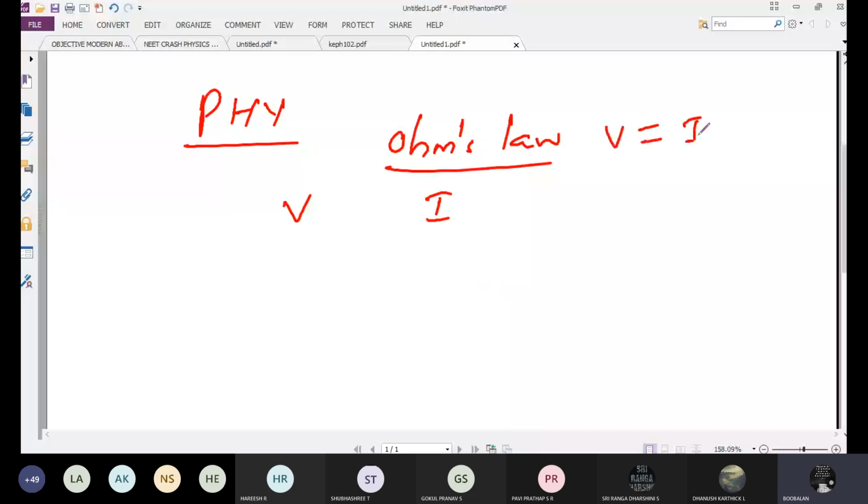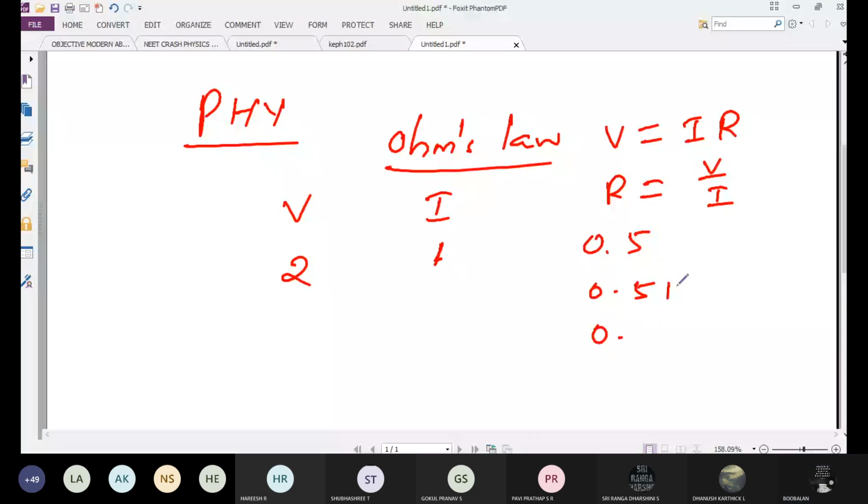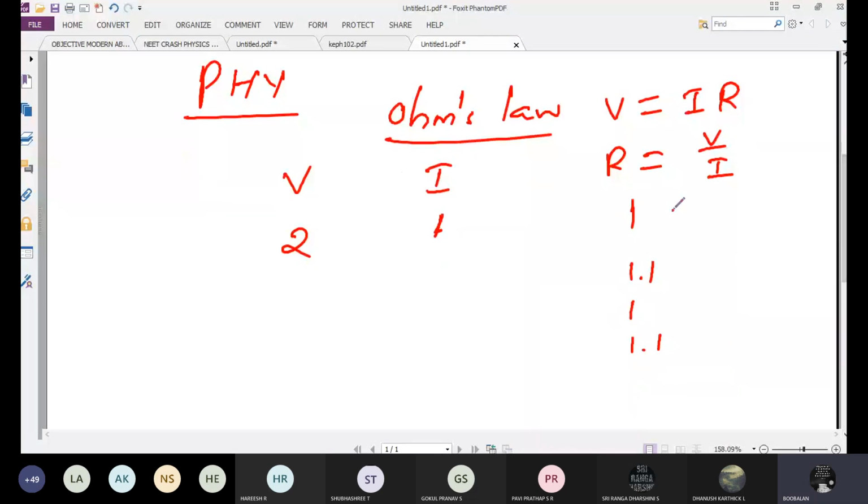For example, V value to I value 1, like that. Okay. R values 0.5, 0.51, 0.5. We go for 1, 1.1, 1, 1.1. Four readings now. So in these four readings, these are the experimental values.